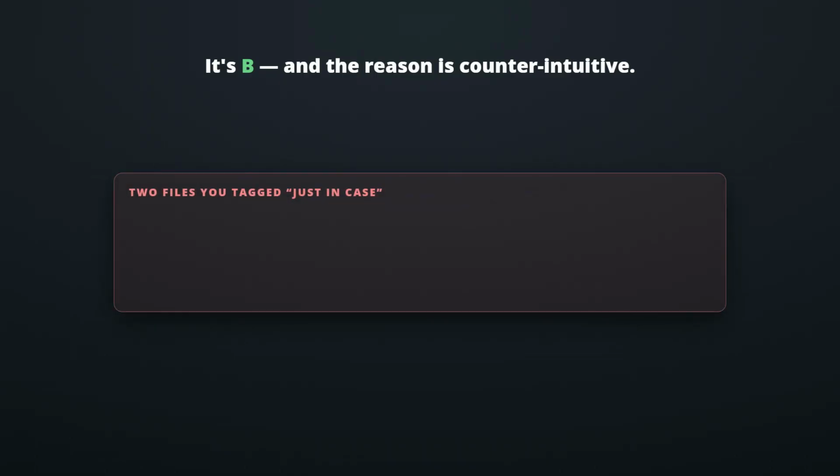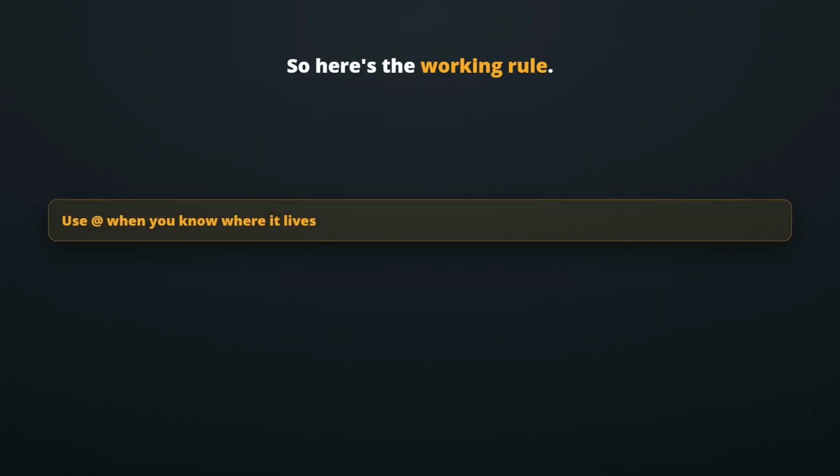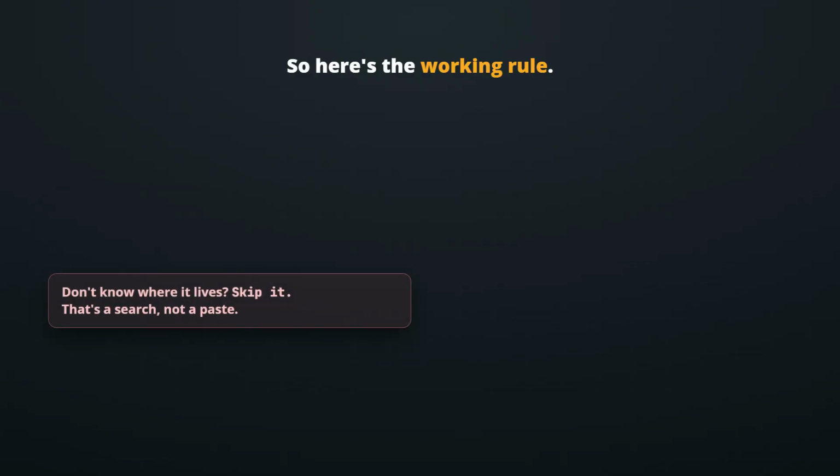Cheaper, yes, but also better, because every irrelevant file you paste is one more chance for the agent to find something that contradicts what you actually want. So, here's the working rule. Use the @ symbol when you know exactly where something lives, a file, a folder, a doc, a terminal, a git diff. Skip it when you don't. That's a search, not a paste.